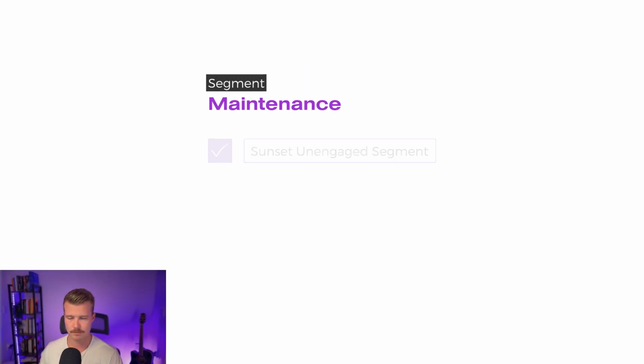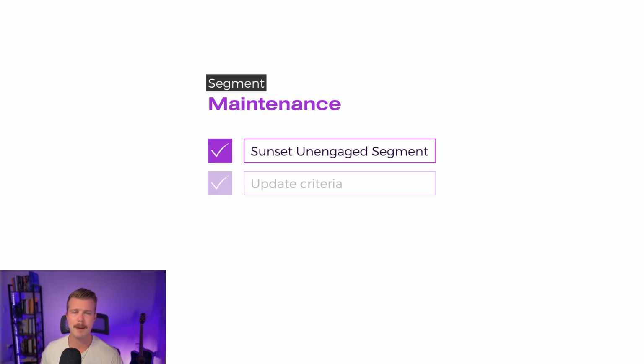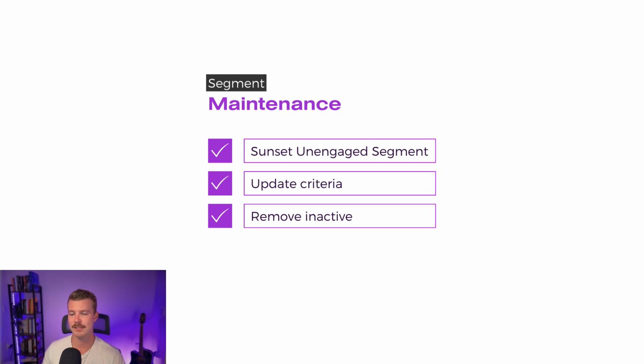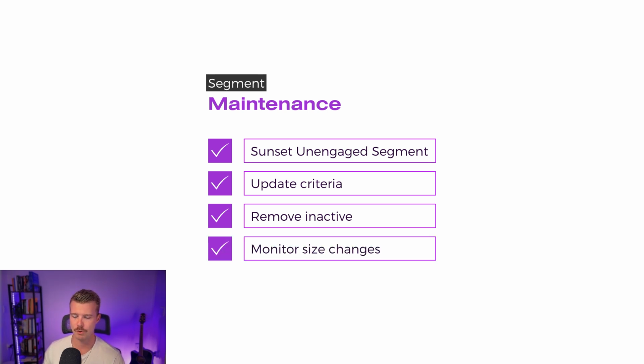So looking at building a sunset unengaged segment, updating your criteria frequently, removing inactive people, and monitoring size changes. If you're looking at your 90-day engaged, for example, and you have 100,000 people in there on January 1st, and then you look back on February 1st and you only have 90,000 people, or maybe it grows. If it's shrinking, what's going on? Why is that happening? Are people receiving too many emails? Are we sending the wrong type of content? We have to dig in deeper and try to understand what's going on and why people are not super engaged.